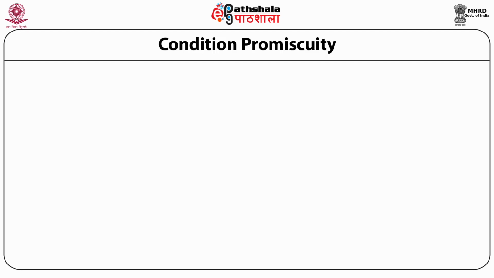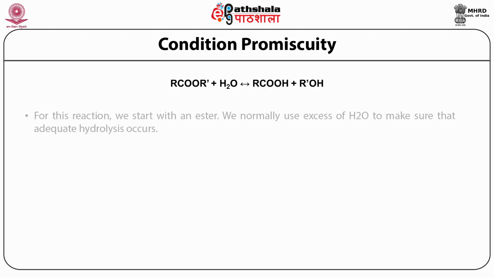So we have an ester called RCOOR' being hydrolyzed to form an acid, RCOOH, and an alcohol, which is R'OH. For this reaction, we would start with an ester. We normally use excess of water to make sure that adequate hydrolysis occurs.